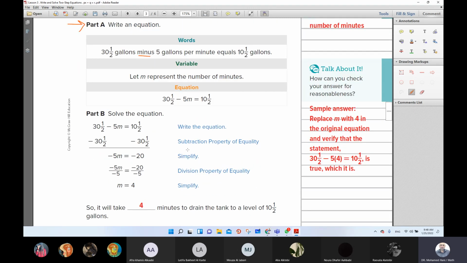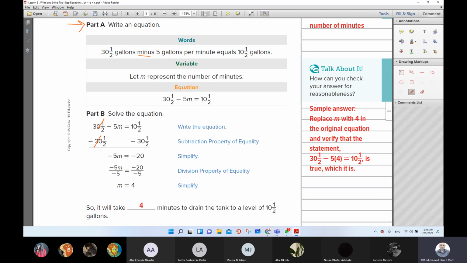Then we want to solve this equation. We have 30.5 minus 5M equal 10.5. We want to remove the constant here. So add the inverse to the two sides, negative 30.5 here and negative 30.5 here. 30.5 minus 30.5 will be 0. Remains here negative 5M. And here 10.5 minus 30.5 remains negative 20.